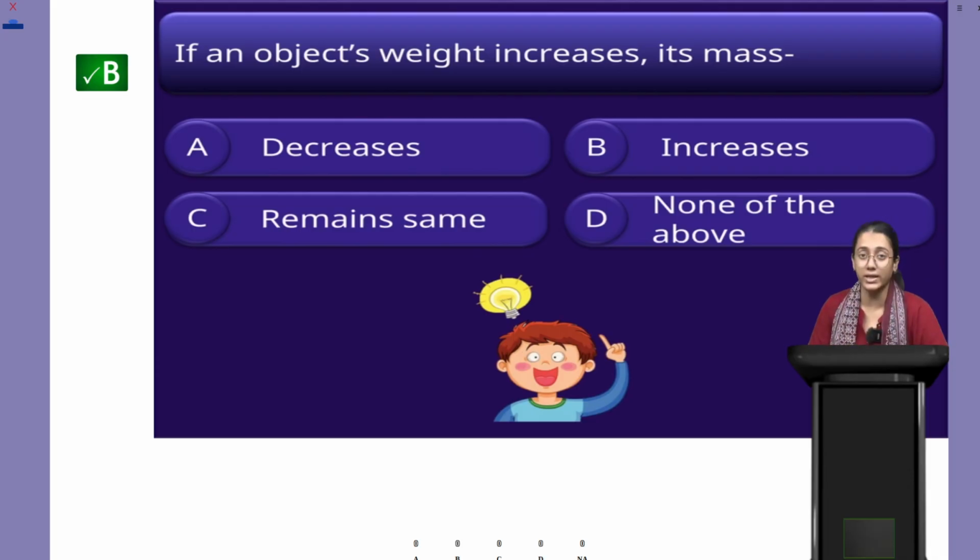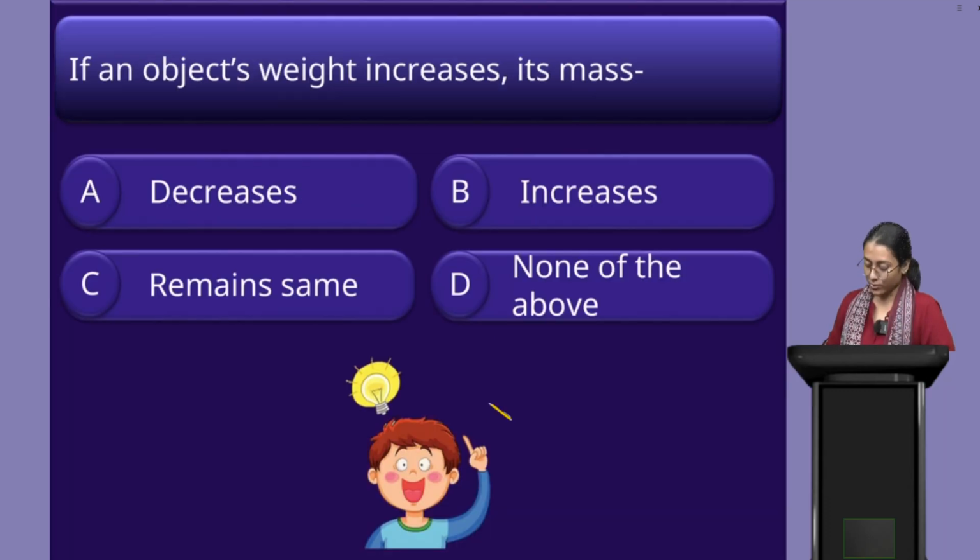So if we are increasing the weight of that object, that means it is getting heavier or lighter? Very good, heavier, isn't it? So that means if the object is getting heavy, it is having more mass. From this we can say that its mass will, very good, increase. So our option B, increases, will be right. Clear, everyone? So if an object's weight increases, its mass also does what? Very good, increases.